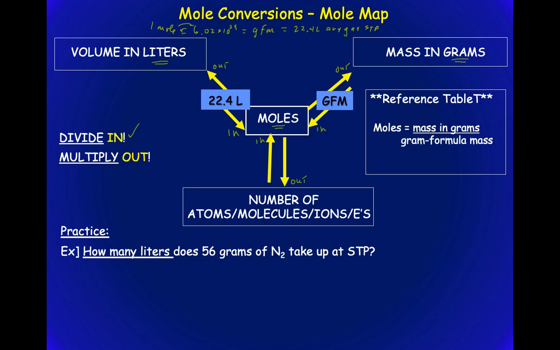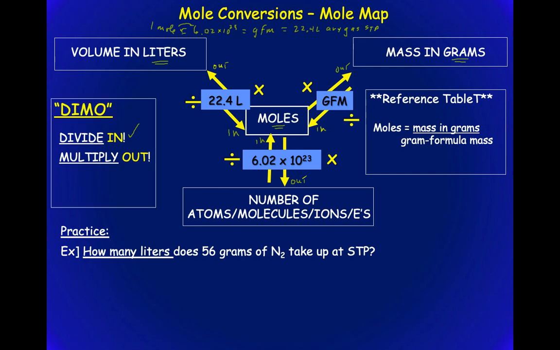Now, when you're doing mass, your link is going to be the GFM. So you multiply by the GFM going out, and divide by the GFM going in. And if you want number of particles, you would multiply out by 6.02 times 10 to the 23rd, or you would divide in by 6.02 times 10 to the 23rd. Putting these little values on here really does help.